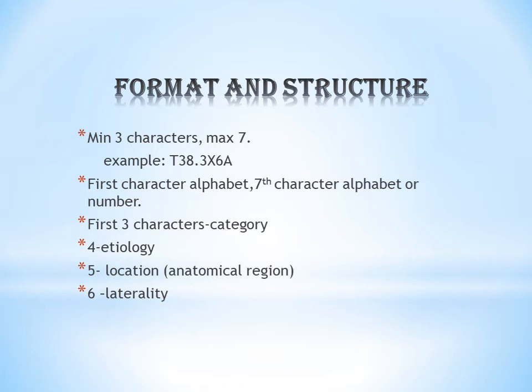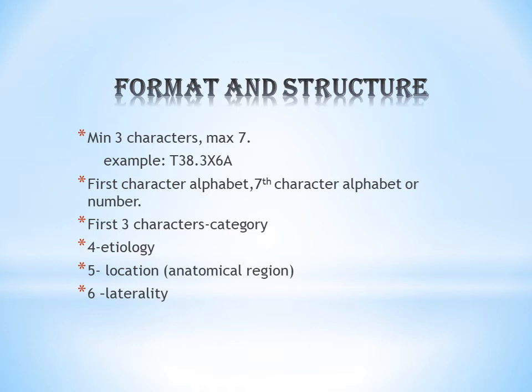Okay. So the first point, minimum 3 characters and maximum 7 characters. So an ICD code has a minimum of 3 characters and a maximum of 7 characters. Here the first character of an ICD code will always be an alphabet. And the seventh character can be an alphabet or it can be a number. After the first 3 characters there will be a point, and only after the point you write the fourth character. But if your code consists of only 3 characters, there is no need for the point.